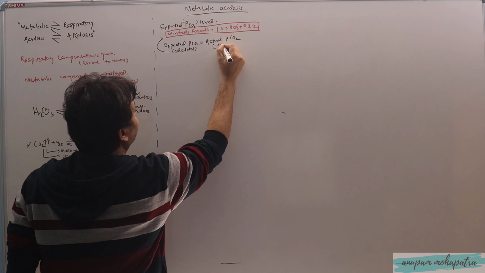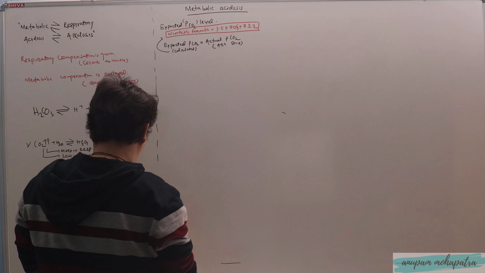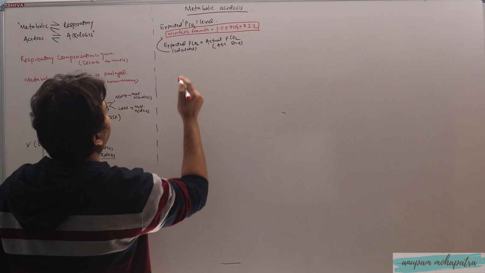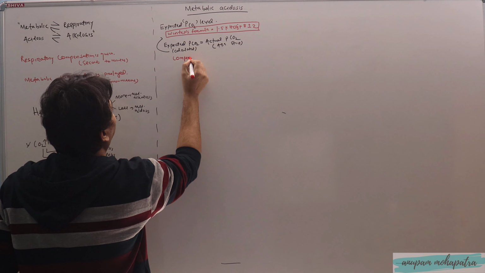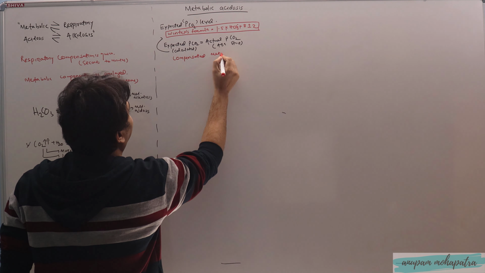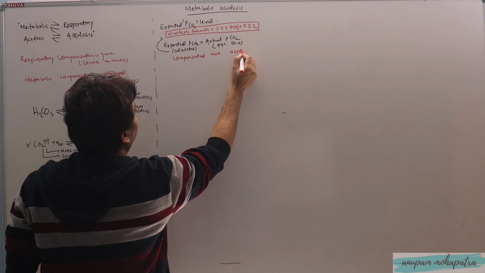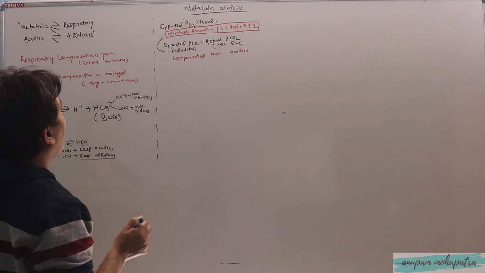This is on your ABG strip. So if this is there, then it will be called compensated metabolic acidosis. Right.